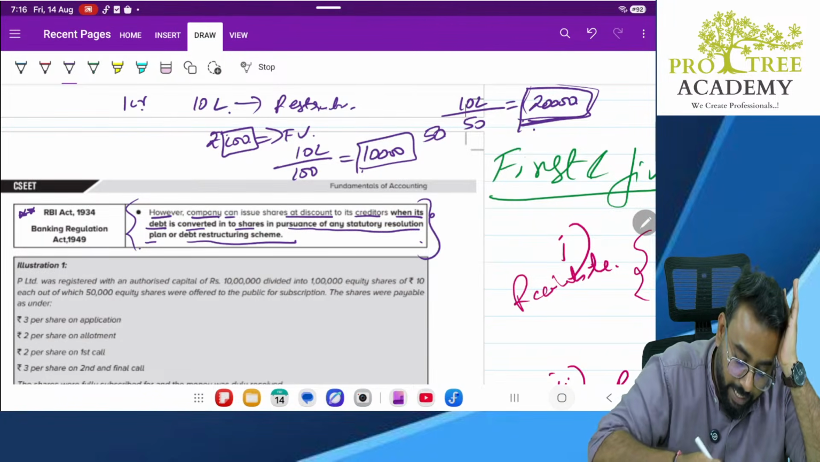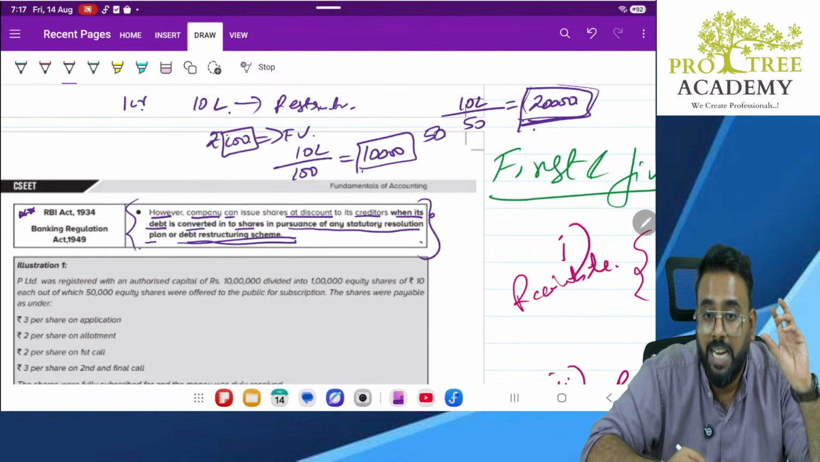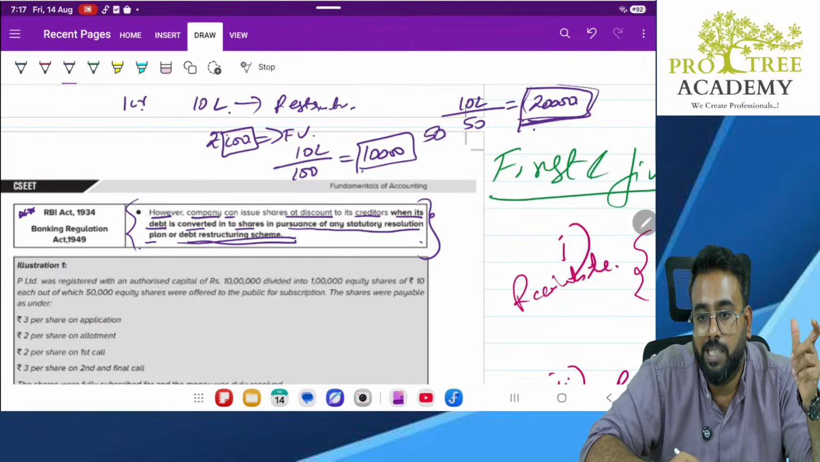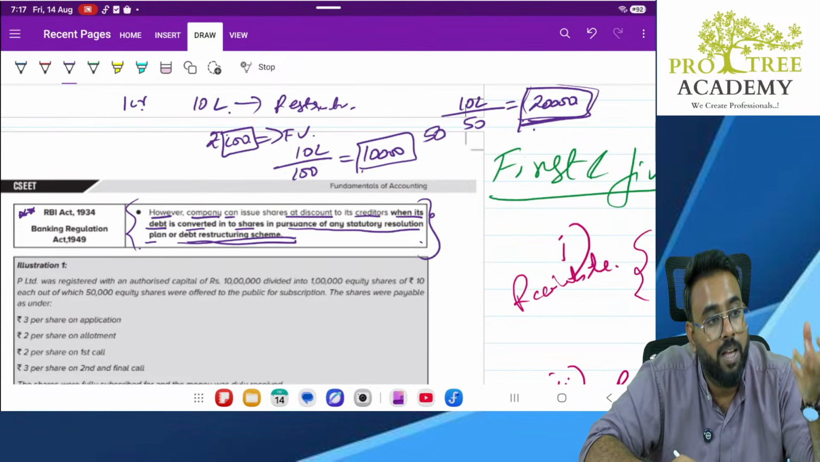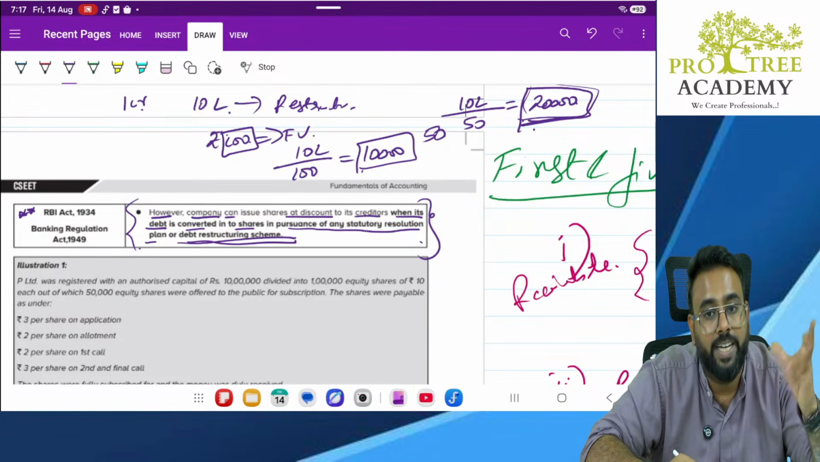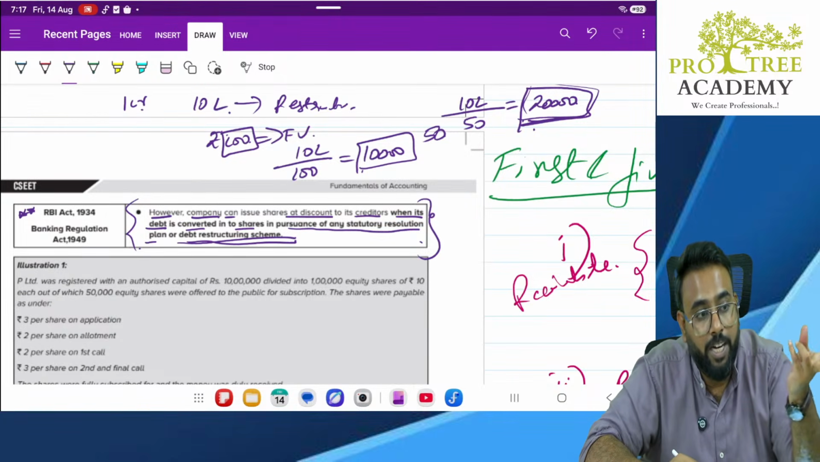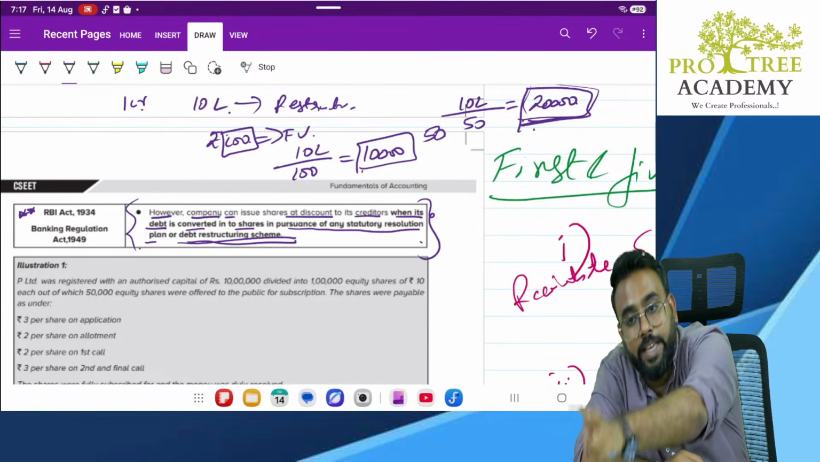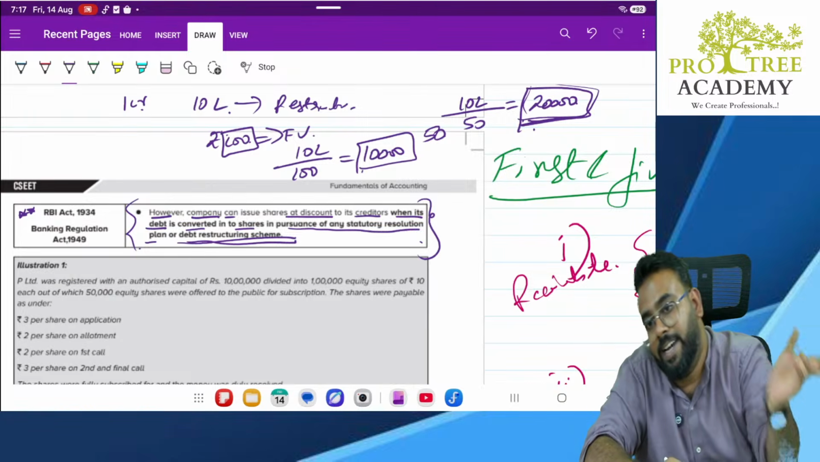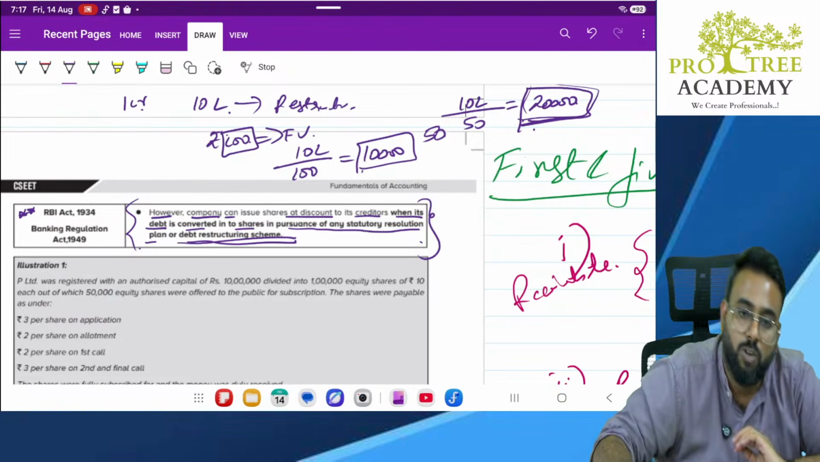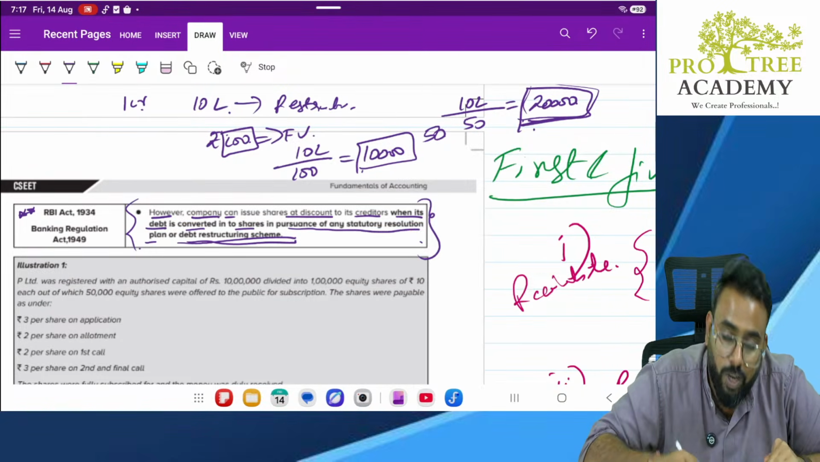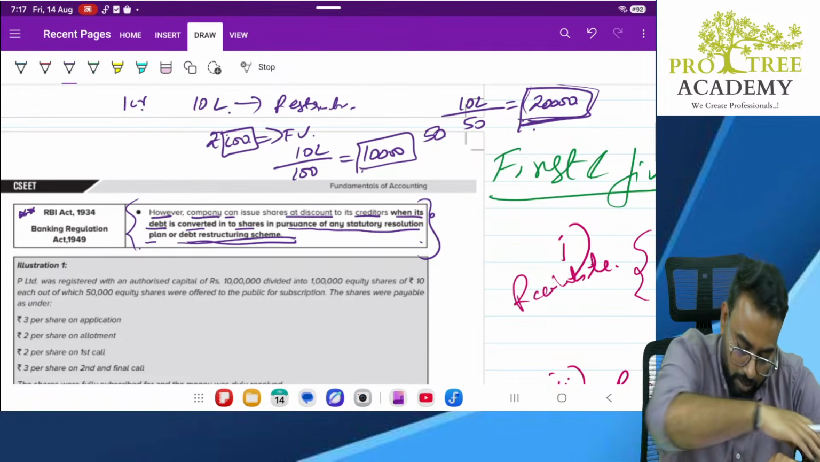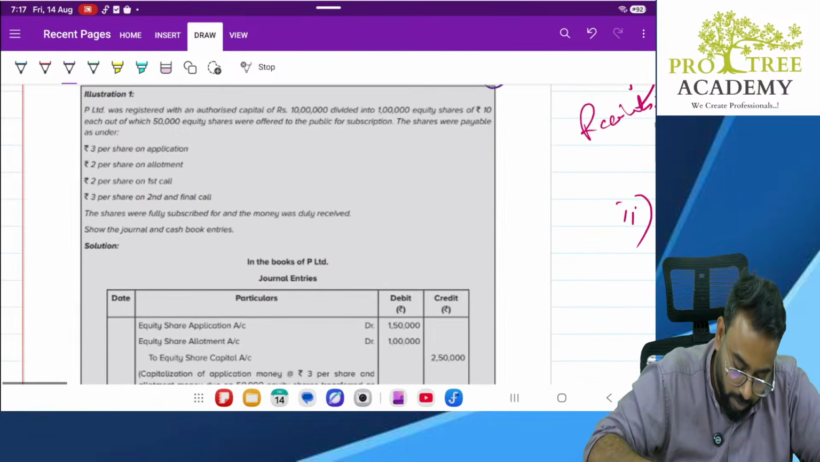So only during debt restructuring can this be done. Why is it called debt restructuring, sir? Because there was a debt of 10 lakhs, but you are unable to pay it. So instead of paying the debt, you are trying to restructure it into equity capital. You want to convert that debt into equity capital. That is why it is called debt restructuring. Only during debt restructuring can you issue at discount. Clear? Okay, very good. Let's go.